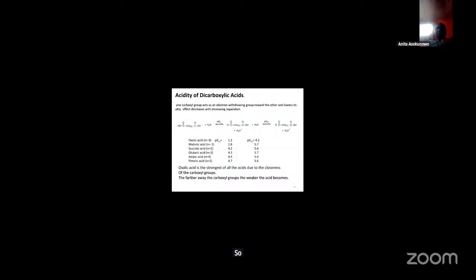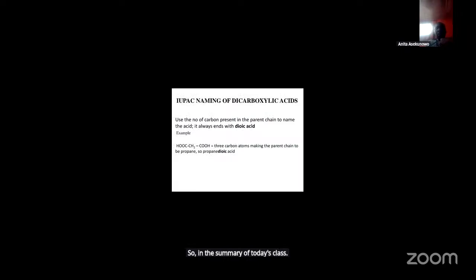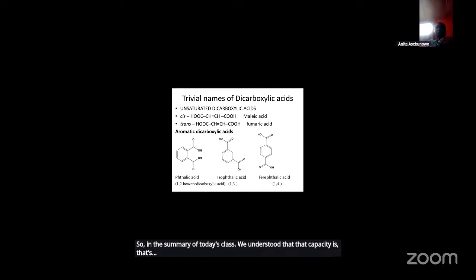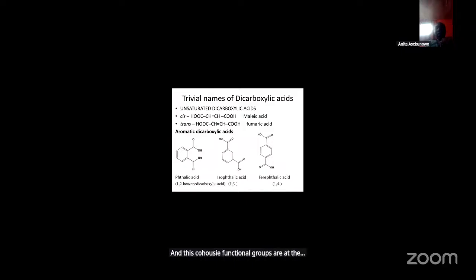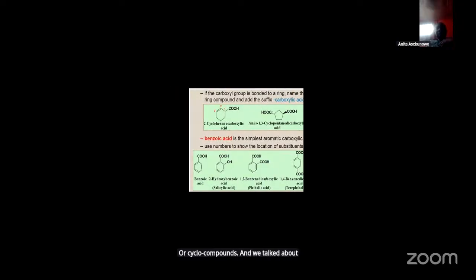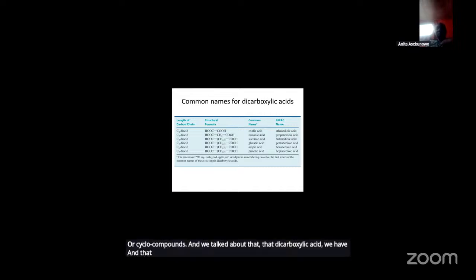So in the summary of today's class, we understood that a dicarboxylic acid is a compound that has two carboxyl functional groups, and these carboxyl groups are at both ends of the compound. We also talked about how dicarboxylic acids cannot be only aliphatic compounds. We also have them in aromatic or cyclic compounds. And we have an acronym to remember the first six, which is: Oh my, such good apple pie.